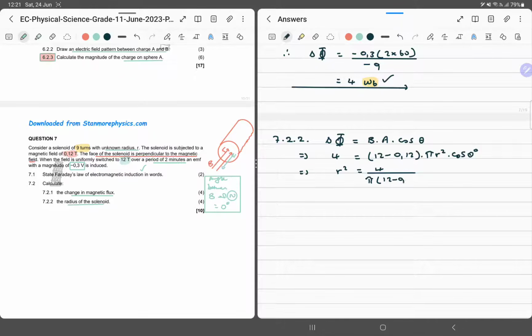This is 12 minus 0,12 because cos of 0 is 1. So we can forget about that, or maybe we can include it just for fun. We can say therefore our r is going to be the square root of 4 divided by pi into 12 minus 0,12. Okay, let's find out: square root of 4 divided by shift pi into 12 minus 0,12.